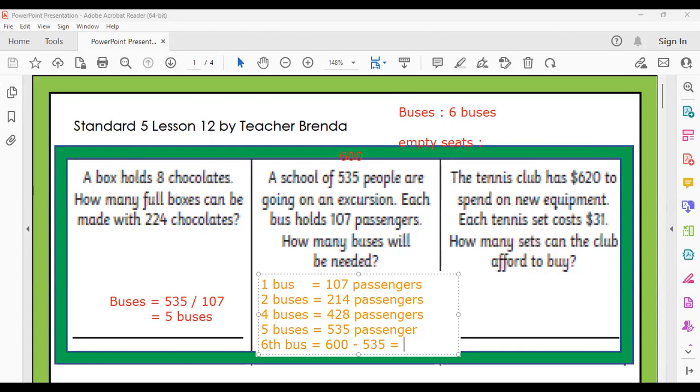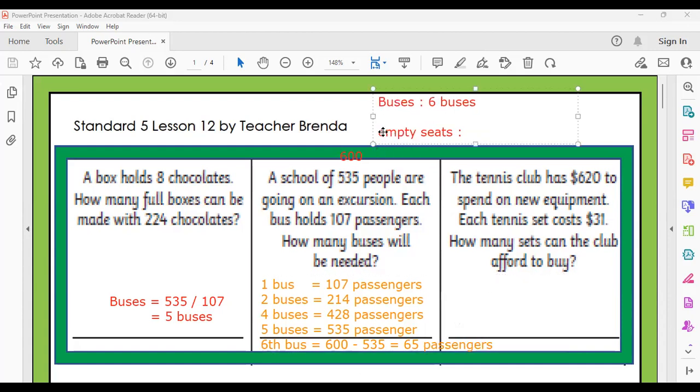Why do you get 642? How can you get 642 in a bus? 65, Aloysius? 65. I'm reading Aloysius' answer, not yours. Okay, all right. 600 minus 535 is only 65 passengers. That's the number of passengers in the 6th bus.